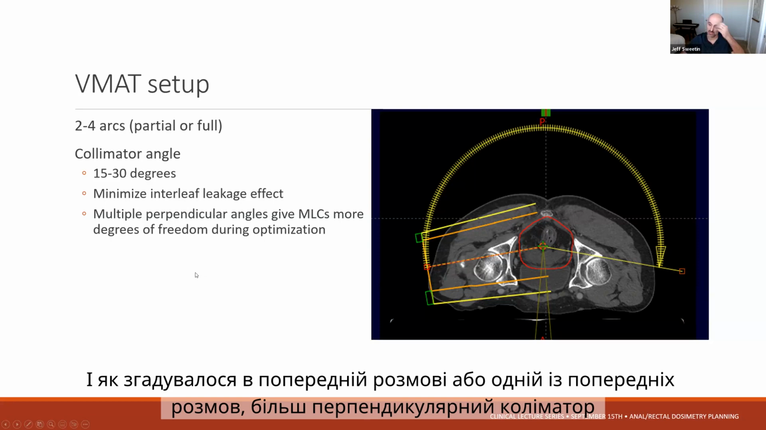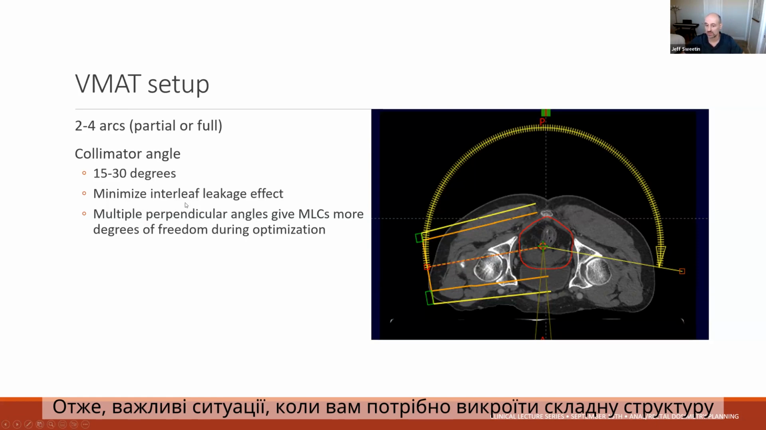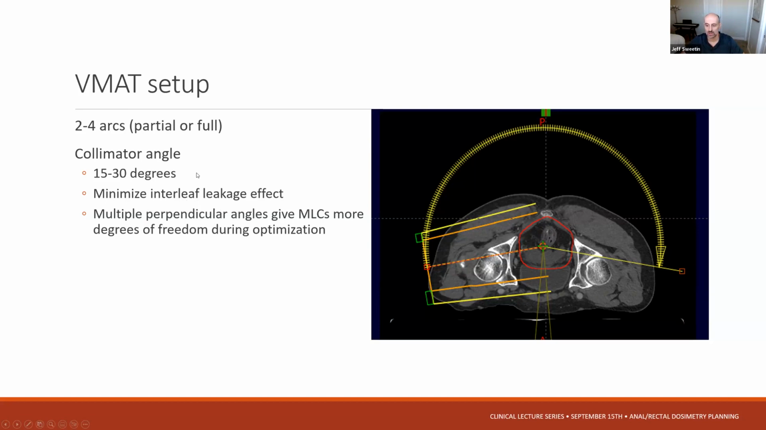As mentioned in one of the previous talks, the more perpendicular your collimator angles are between fields, the more freedom your MLCs have to shape the dose. So it's important in situations where you're needing to carve out a complex structure, or you want to prevent dose bridging, as we saw in the previous slide.